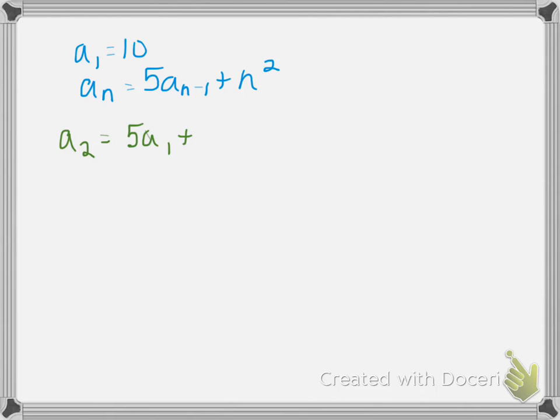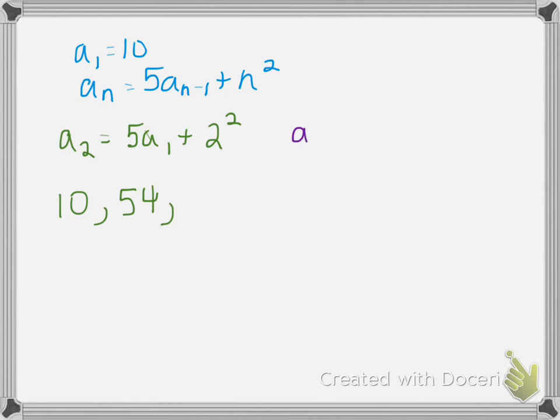Alright, one more recursive formula that I just wanted to show you. A1 is 10, AN is 5 times AN minus 1 plus n squared. Alright, if I want the second term, well, that would be 5 times the first term, plus, since I'm looking for the second term, 2 is n, so it would be plus 2 squared. So 10 would be my first term. My second term would be 5 times 10, which is 50, plus 4. So it would be 54.